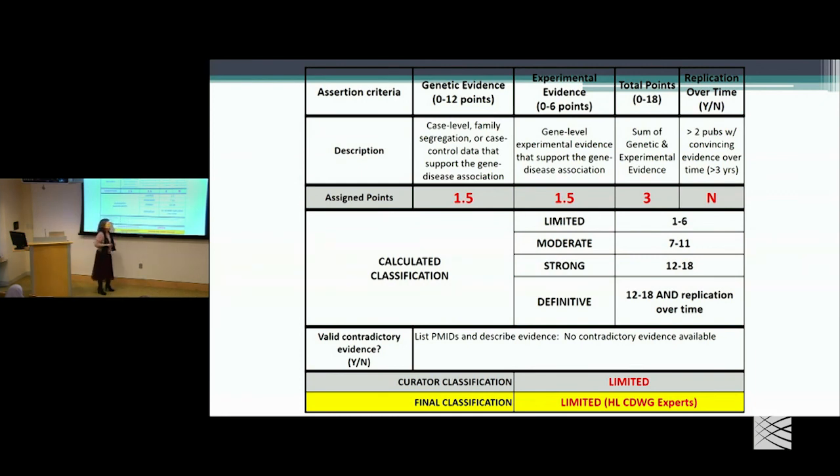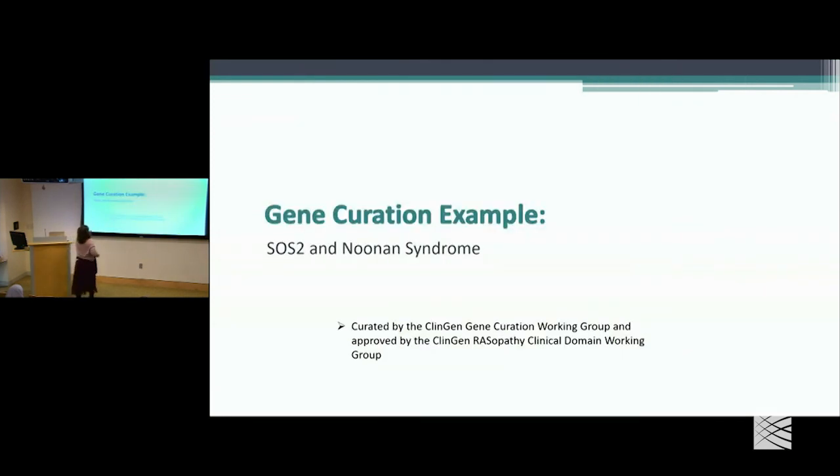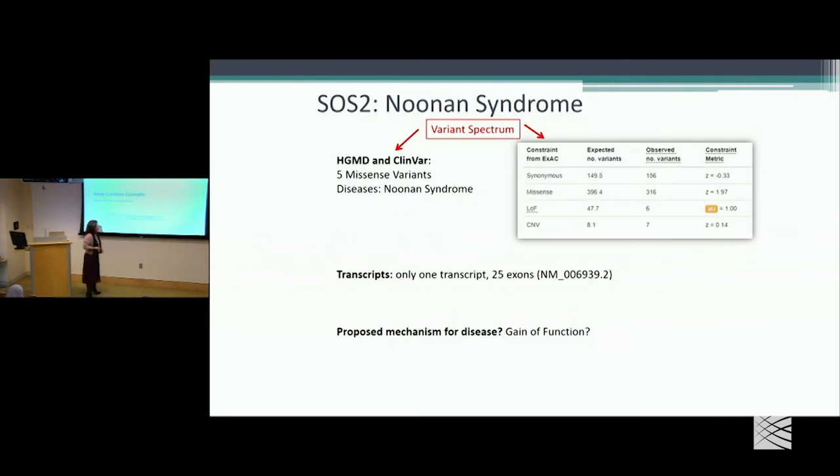Roughly, in my head, how I use these categories is: things that get to moderate, I say there's a really good chance that more data is going to bring that gene up to a true gene. Things that are limited, highly likely it will never go any further. That's just anecdotally how I think about these 2 categories. This was reviewed by our hearing loss clinical domain working group, which has 49 people all over the world with expertise in a variety of different types. They all agreed.